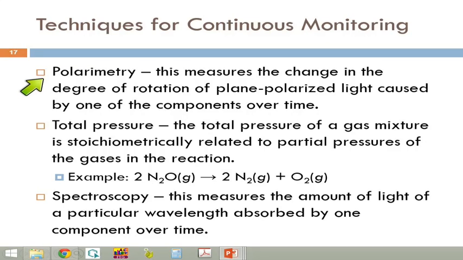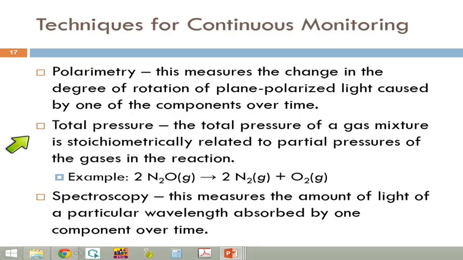It turns out that some chemical substances, like sugars, will rotate polarized light. And so you can use a polarimeter and you can actually measure how much they're rotating the light, and that is related to the concentration of the sugar. So by looking at the rotation of the light, you can measure the concentration. And that's something that you can do on a continuous basis.